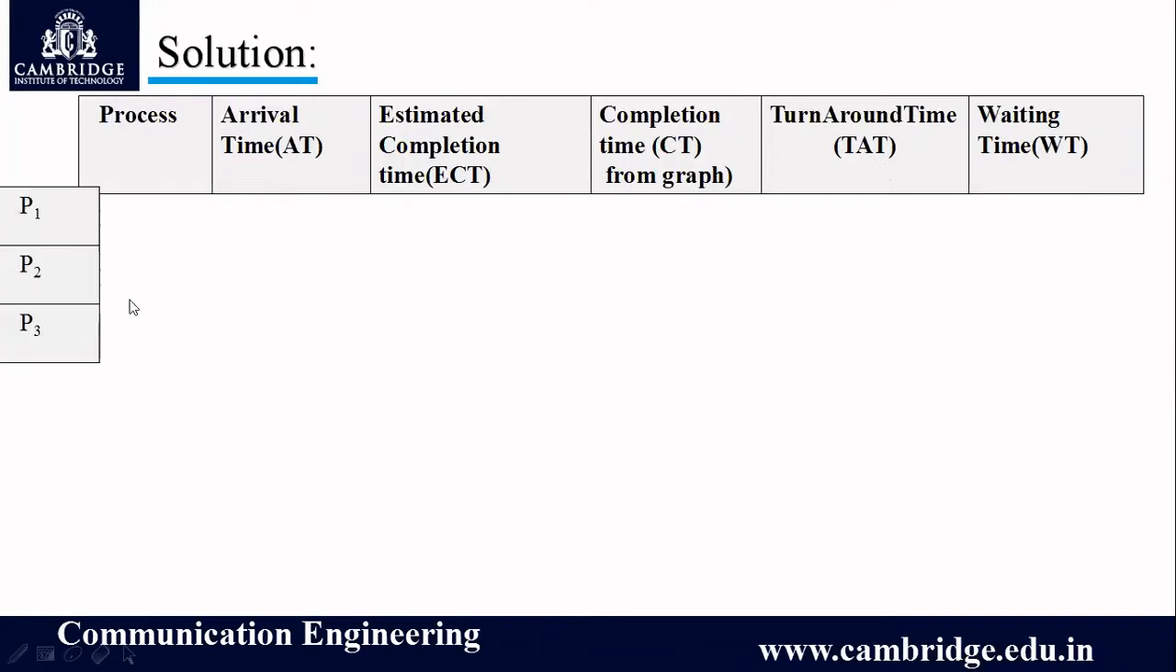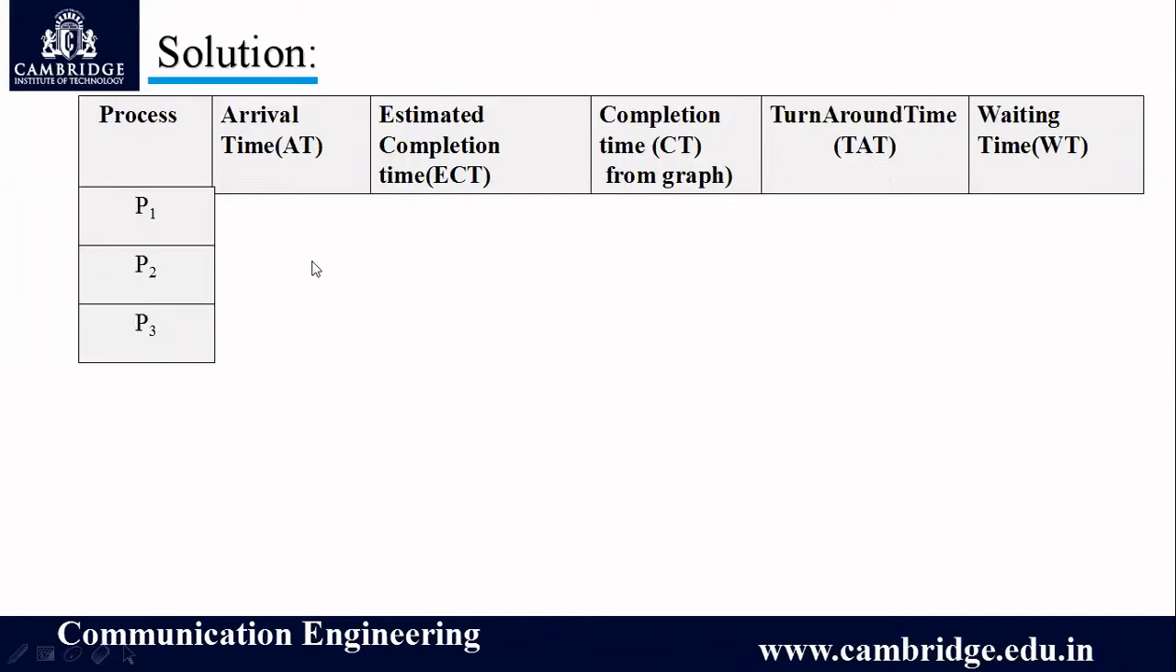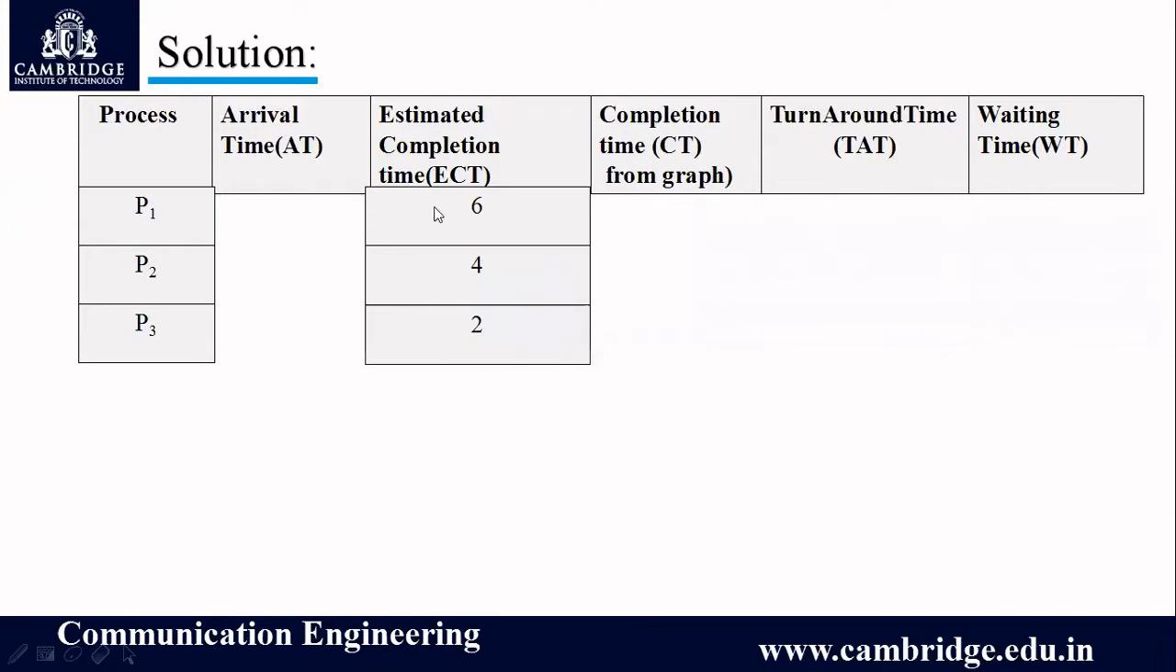So there are 3 processes according to the statement. The 3 processes have the estimated completion time as 6, 4, and 2, again taken from the problem statement. Since all are arriving together, the arrival time is taken as 0, 0, 0. Now using this, we need to write the graph.